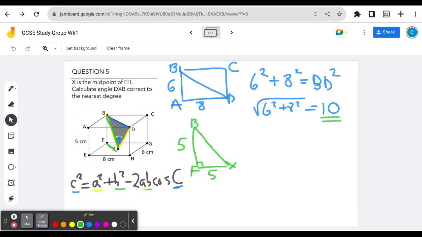So I have here the square root of 5 squared plus 5 squared. That would give me my BX I'm looking for. So let's put that in the calculator. And we get, calculator simplified it for me. For BX, we get 5 root 2.